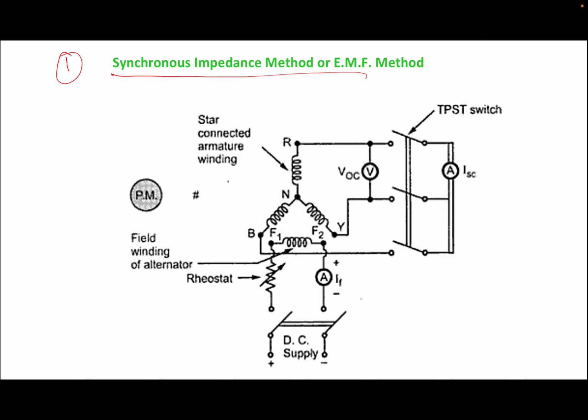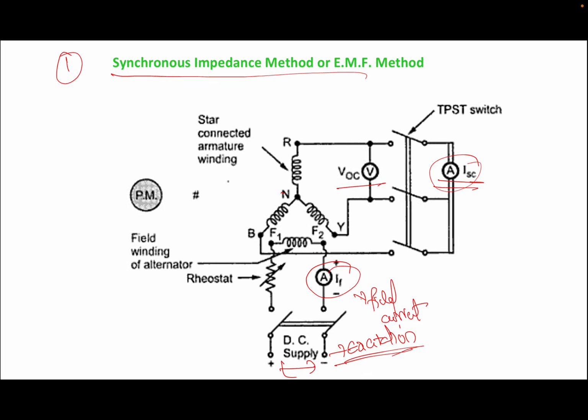So, the synchronous impedance method. The circuit diagram is the same as in the previous case, so I hope there is no need to discuss it again. It has the same star connected stator and field winding with the excited DC supply. This field winding supply I can also call excitation. This is the field current, this is VOC, the open circuit voltage, and this is the short circuit current here.